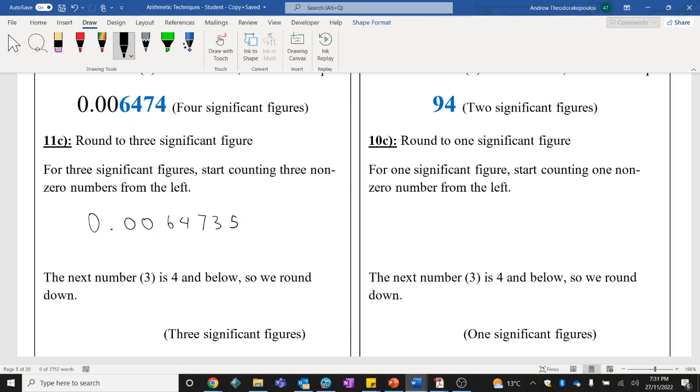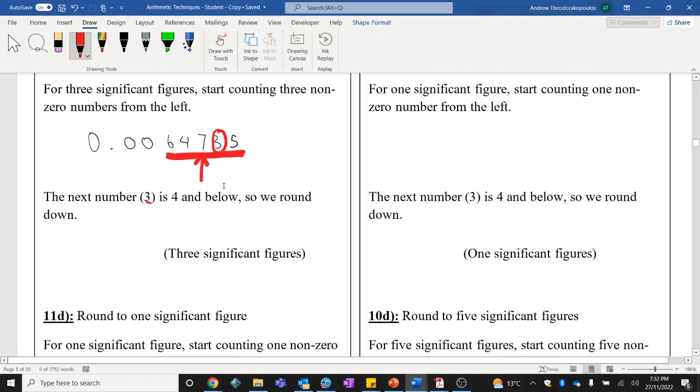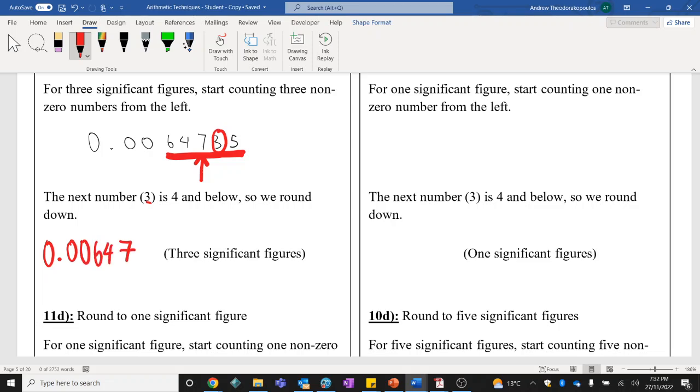Okay, so if we want to round to 3 significant figures, what we want to do is underline all the numbers that are significant. So we know that these are these ones here. They're all significant. So we want to round to 3 significant figures. So we're going to point to the third one, circle the one after. The next number is a 3, so it's a small number. So what we do is we round down. So all we're going to do is write 0.0064 and then keep the 7 as is. This is 3 significant figures.